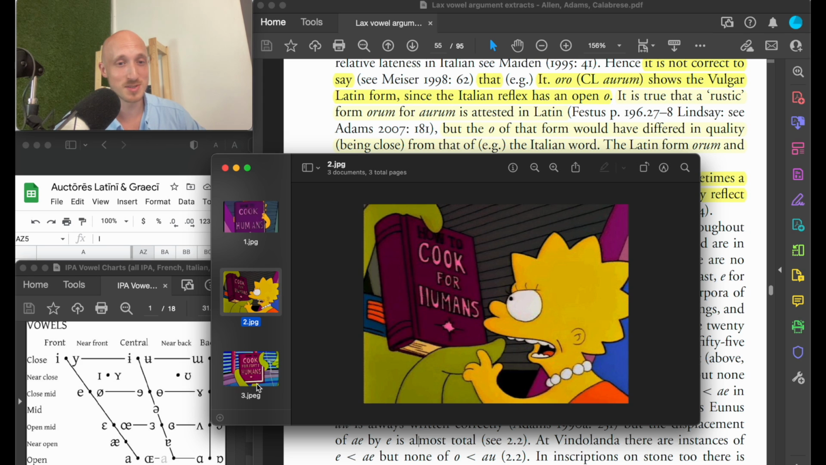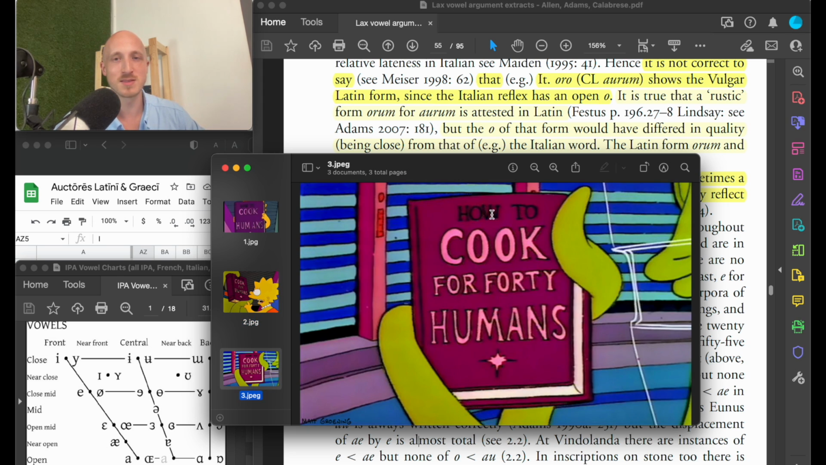Then Lisa blows off more dust and finds that it actually says, how to cook for 40 humans. And then finally the alien says, no, there's a little bit more space dust. How to cook for 40 humans. And ultimately, the real truth is that the aliens were actually never trying to eat the Simpsons. That the superficial view that we were, as an audience, given deliberately for the sake of comedy was wrong.